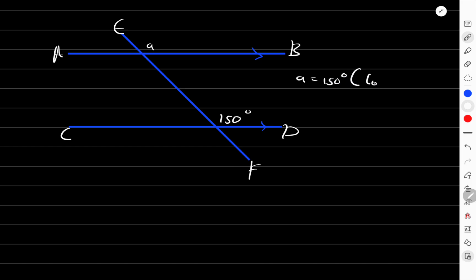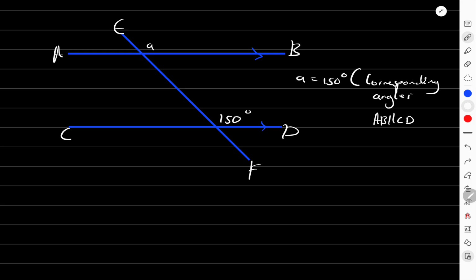The reason is going to be corresponding angles. After writing corresponding angles, I have to write that corresponding angles are only equal if the lines that are forming those corresponding angles are parallel. After saying corresponding angles, I have to write which lines are parallel. Therefore, I'm going to say AB is parallel to CD. Therefore, the angle that is found here, which is 150, and the angle that is found here, which is A, are the same in magnitude.